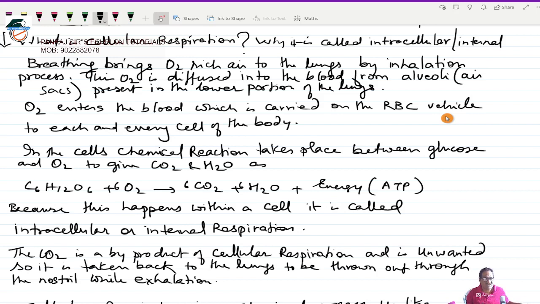So the oxygen and the simple food, that is glucose, undergo a chemical reaction, and this chemical reaction is known as oxidation of glucose.